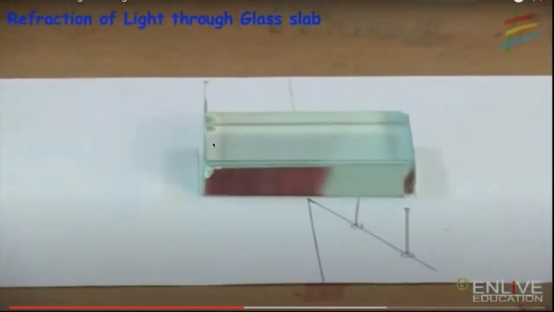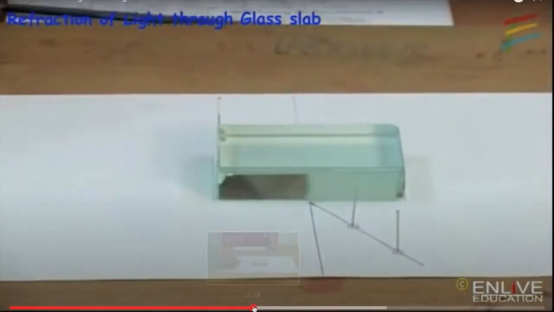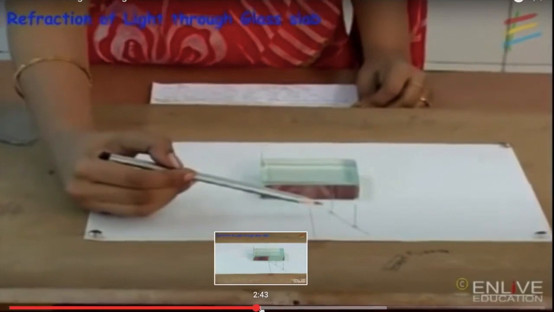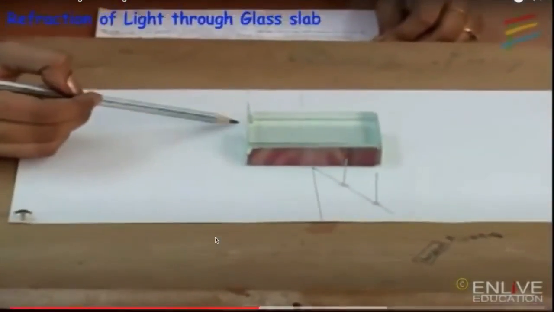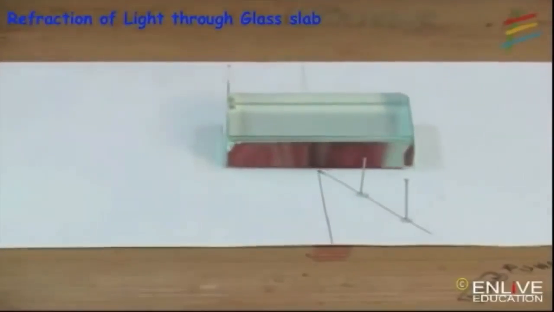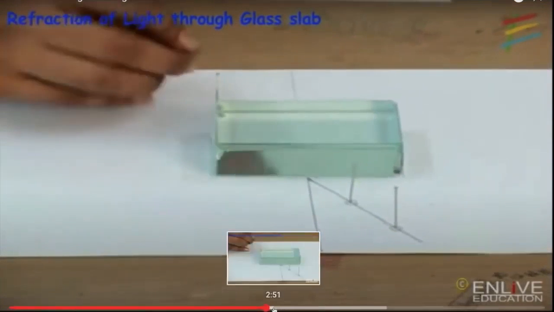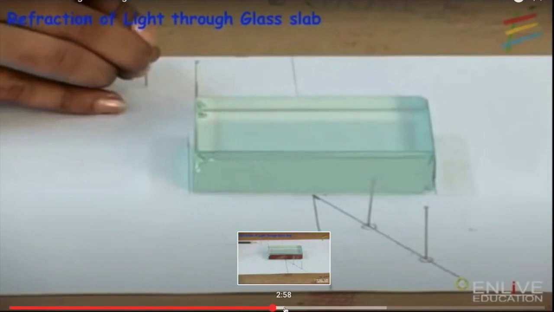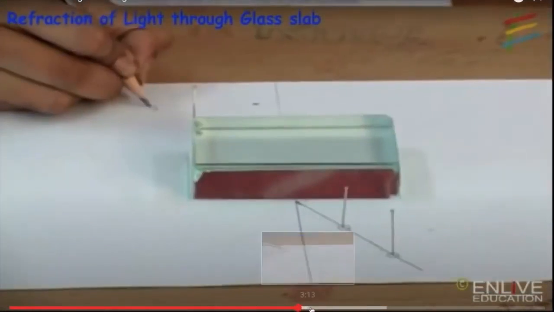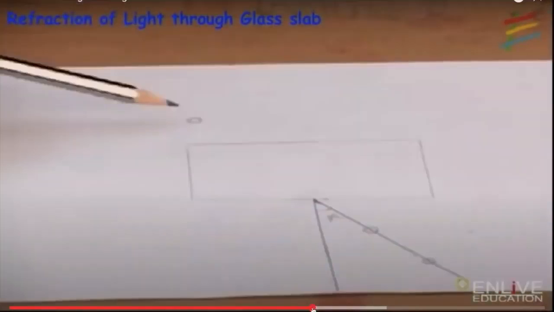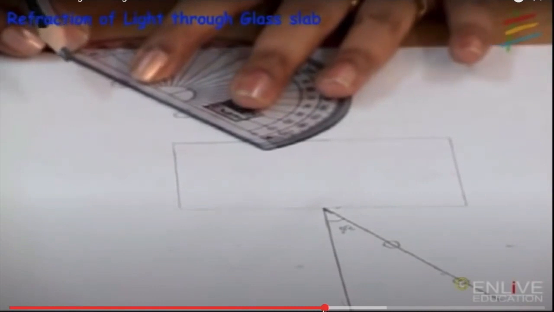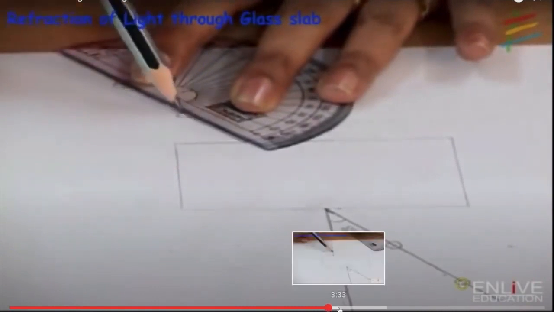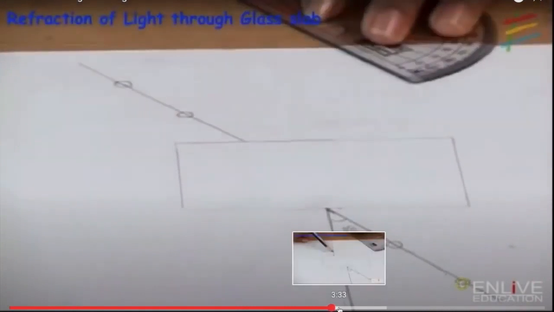And she has put more. Similarly, she will take another metal pin, after observing the images of these two pins and the position of the third pin. She's going to put one more pin so that it appears in a straight line. Then she is just going to join those points. She's going to join, make the ray, that will be the refracted ray.